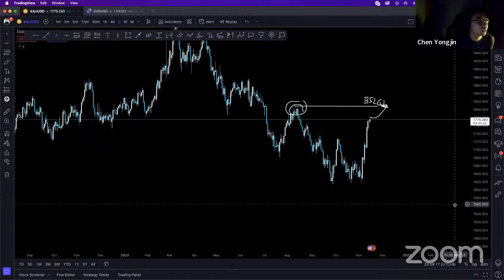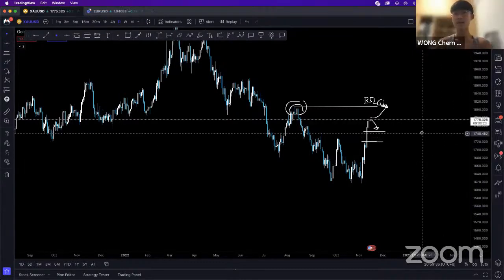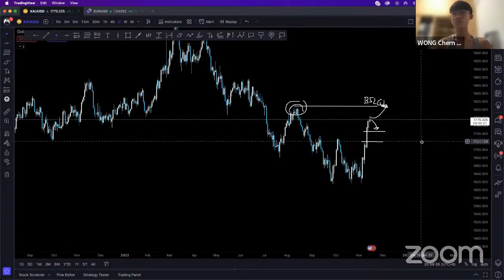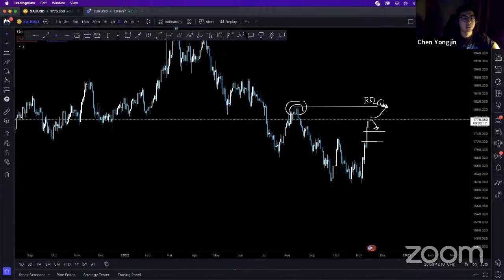If the PPI is bad, or, okay, apologize for that. If it's good, potentially you can see price reverse back down to this very nice fair value gap located at, can you say the value out, Chen? Yep, that area right at 1720-ish to about 1745.